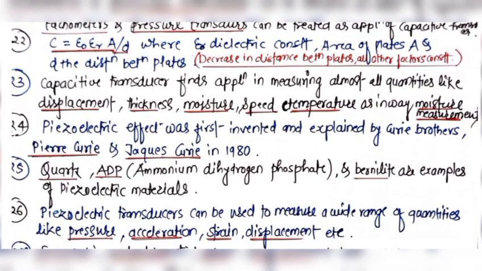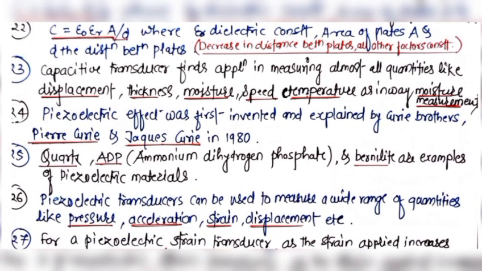Capacitance C is equal to epsilon 0 epsilon r A upon D, where epsilon r is the dielectric constant, A is the area of the plate, and D is the distance between the plates. Decrease in distance between the plates, with all other factors constant, increases the capacitance. Capacitive transducers find application in measuring almost all quantities like displacement, thickness, moisture, speed, and temperature, as in moisture measurement.